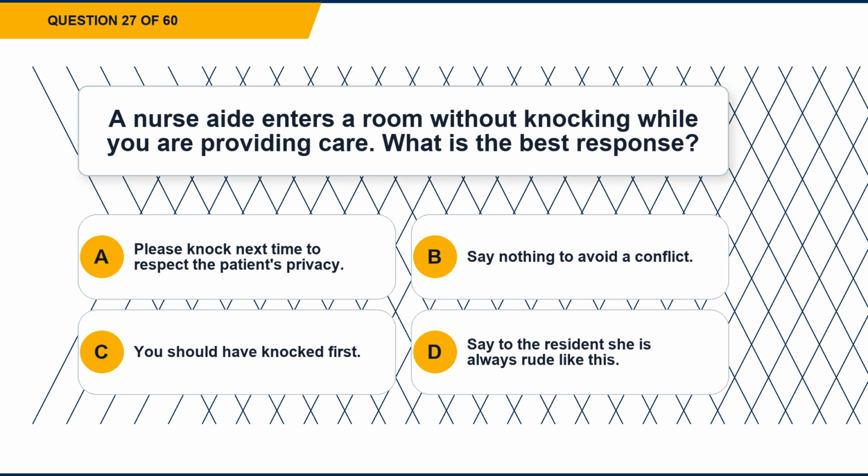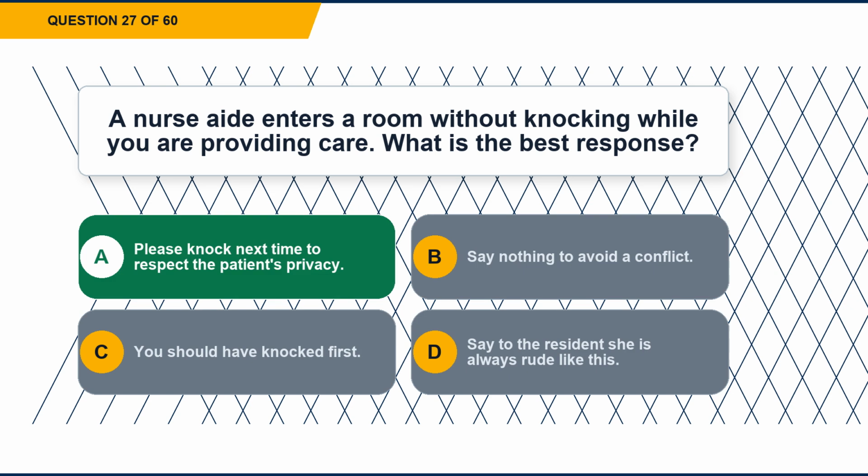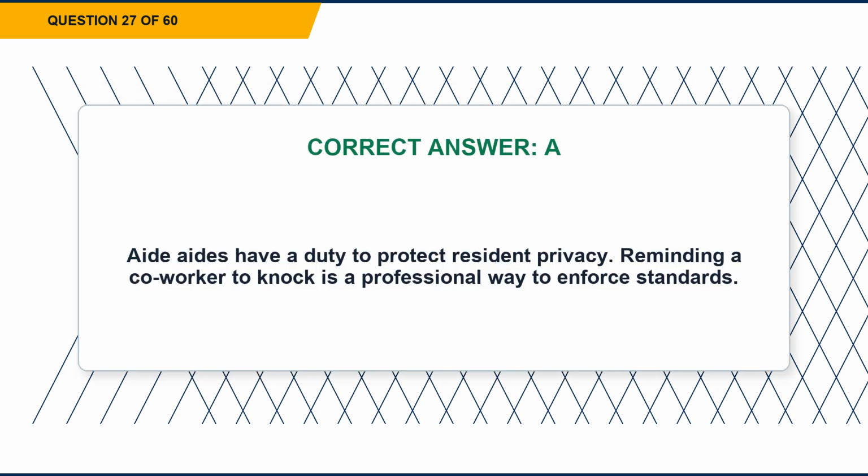Question 27. A nurse aide enters a room without knocking while you are providing care. What is the best response? Option A, please knock next time to respect the patient's privacy. Option B, say nothing to avoid a conflict. Option C, you should have knocked first. Option D, say to the resident she is always rude like this. The correct answer is option A, please knock next time to respect the patient's privacy. Explanation. Aides have a duty to protect resident privacy. Reminding a coworker to knock is a professional way to enforce standards.